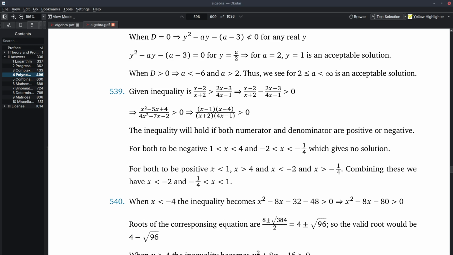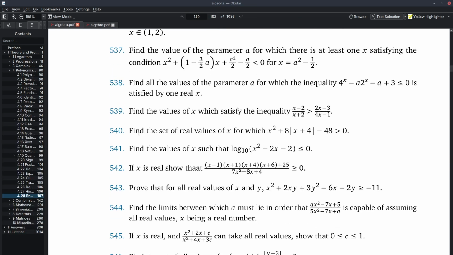So for both to be positive, for the numerator x should be less than 1 or x greater than 4. And for the denominator, we have x less than minus 2 or x greater than minus 1 by 4. So you combine these two, you get the range x less than minus 2 and minus 1 by 4 less than x less than 1.